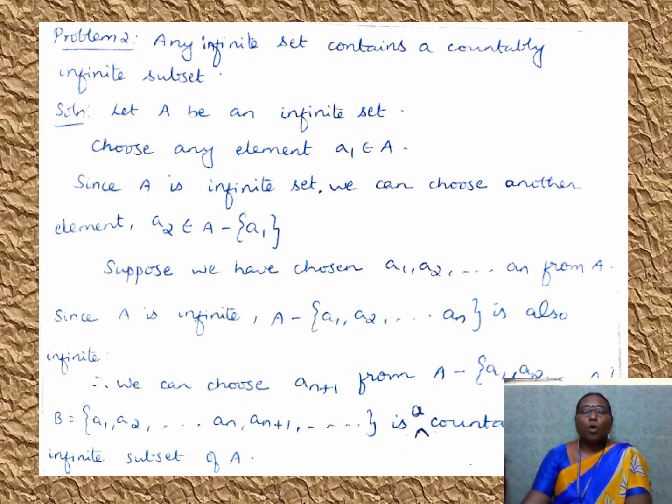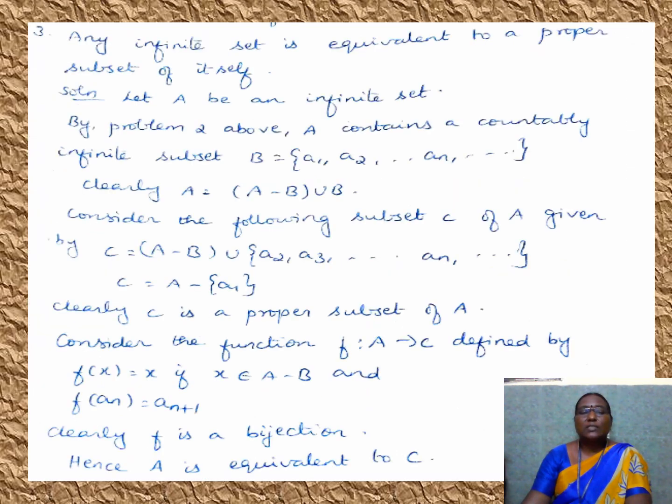So using this problem, we are going to prove the next problem: any infinite set is equivalent to a proper subset of itself. So I have to take an infinite set and prove that this infinite set is equivalent to its proper subset. For this purpose, I am taking A to be an infinite set. By using the above problem, I can find a countably infinite subset B, that is, B equal to a1, a2, etc., an, etc.